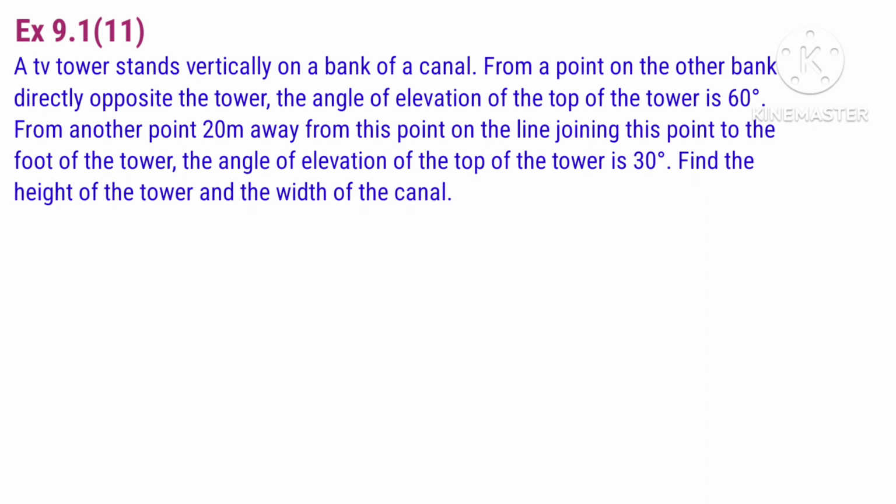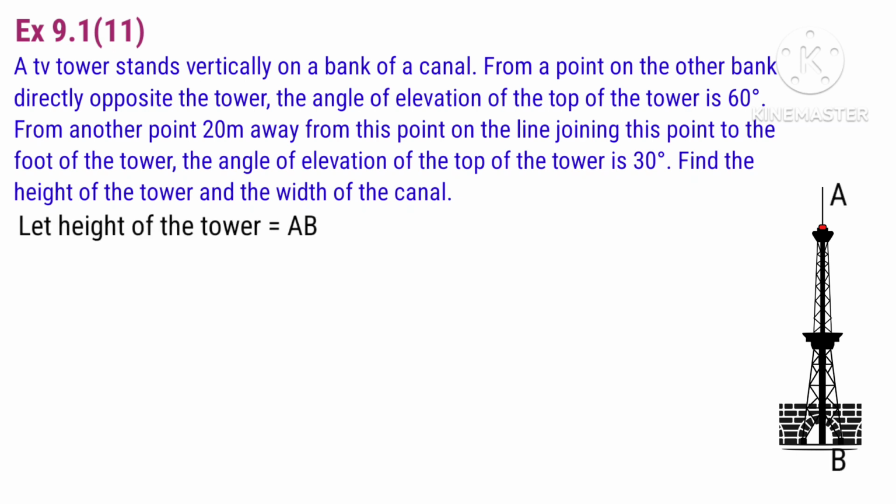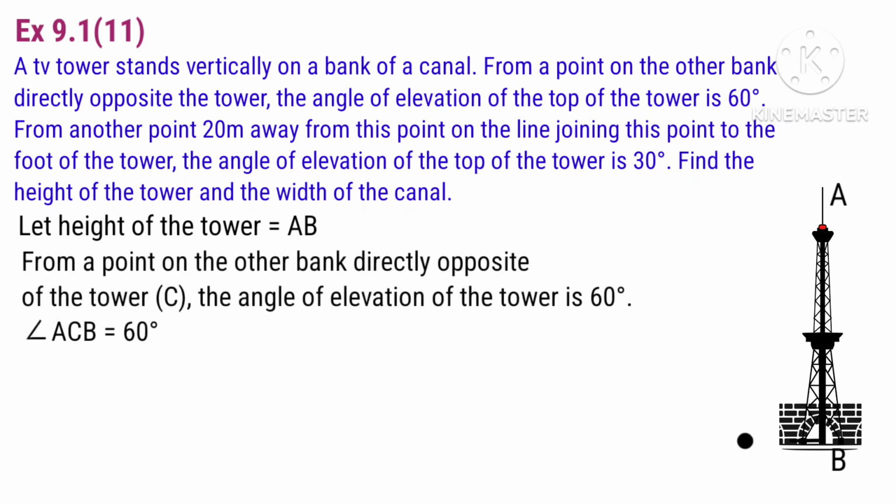So இப்போ இந்த ப்ராப்ளமை நம்ம எப்படி டயக்ராமாக ஃபார்ம் பண்ணலான்னு பார்க்கலாம். So now there is a TV tower which stands vertically on the bank of the canal, and the TV tower நம்ம AB mark பண்ணிக்கலாம். So here the height of the tower is AB. Now there is a certain point on the other side of the bank, and it is also opposite to the tower. So அந்த பாயிண்ட்டை நம்ம C mark பண்ணிக்கலாம்.